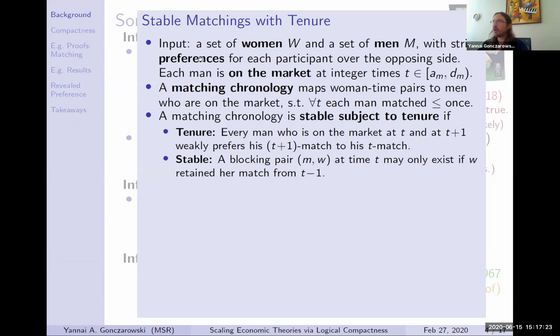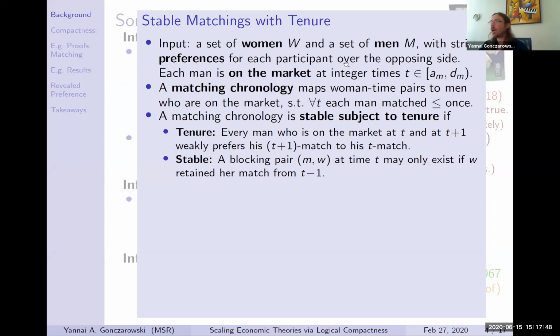We have a strict preference for each participant over the opposing side. You can think about the women as the schools; they always exist, and the men, you can think about them as the teachers. They come and go. They enter the market at some point, and they retire at some point. So each man is on the market at a set of integer times, starting at the arrival of m and ending at the departure of m.